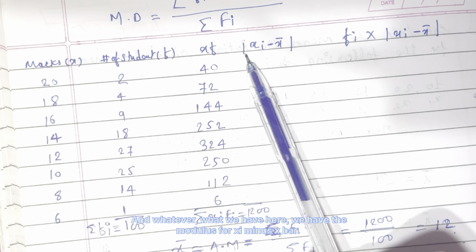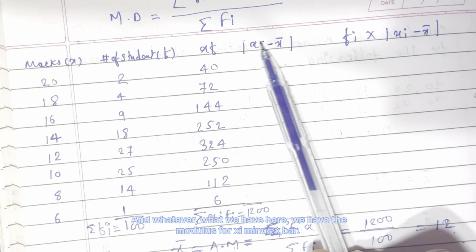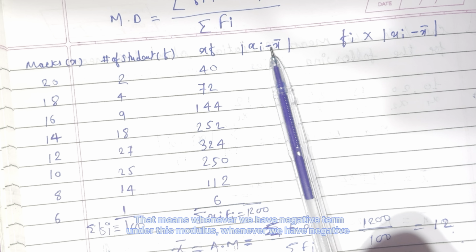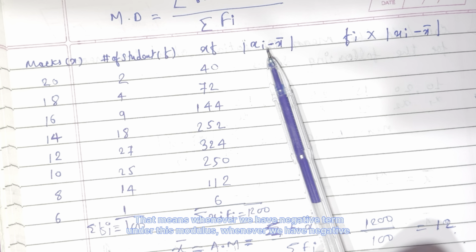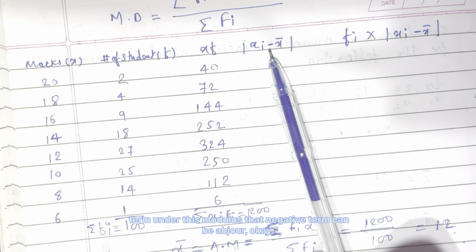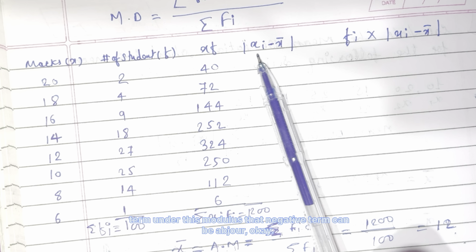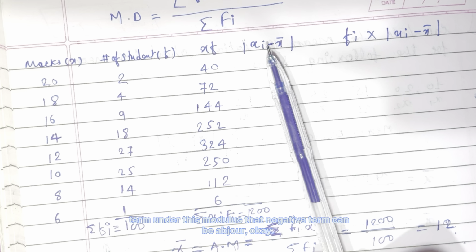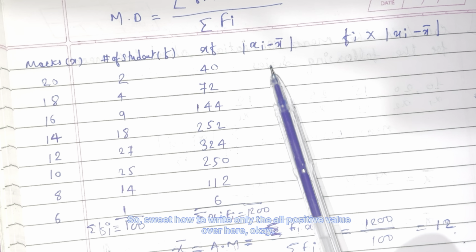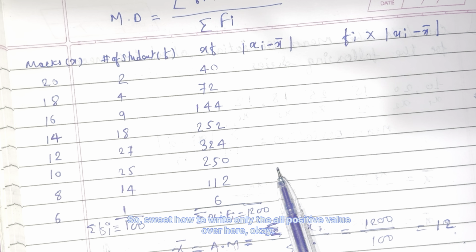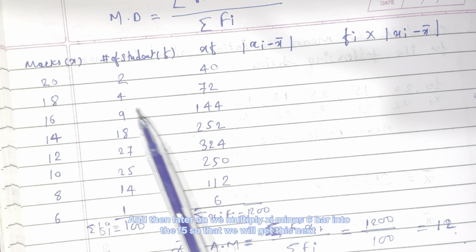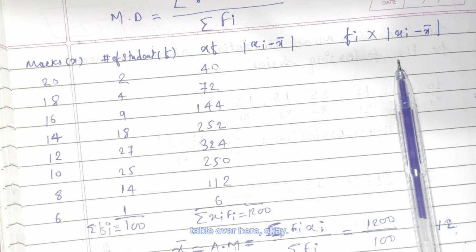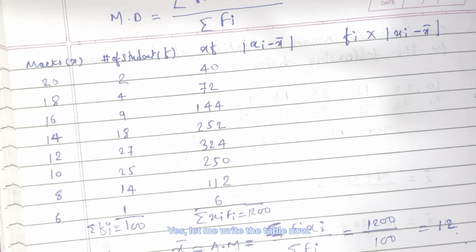And here we have the modulus of xi minus x bar. Whenever we have a negative term under this modulus, that negative sign is absorbed, so we write only the positive values here. Later on we multiply xi minus x bar by fi, so that we get this next table. Let me write the table now.